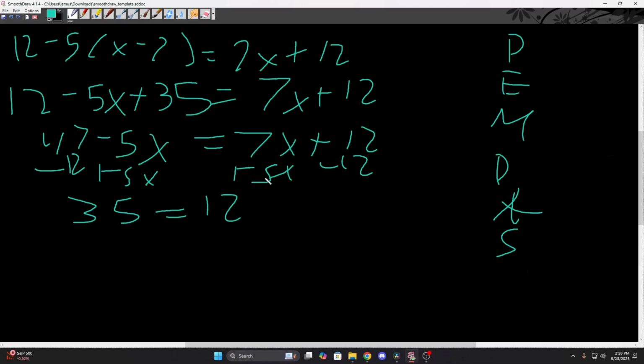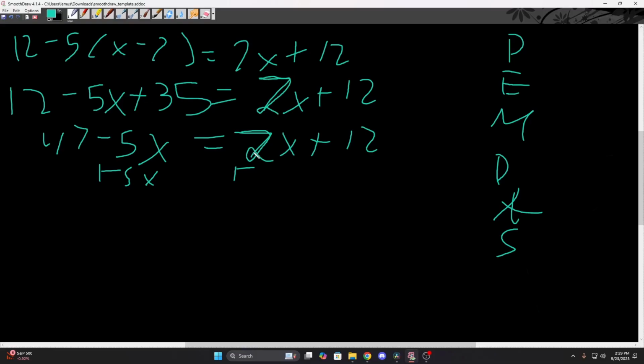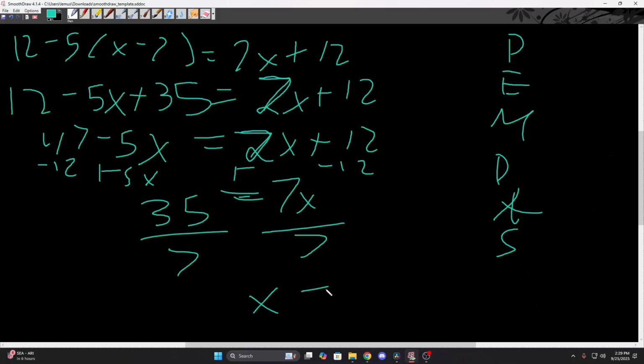I'm bugging. Hold on. I see what I did wrong. See, I wrote it wrong. I don't know how. I just read my handwriting wrong. That's something I do. 2x. So this would equal 7x. Right? And then you subtract 12. 35 divided by 7 divided by 7. X equals 5.